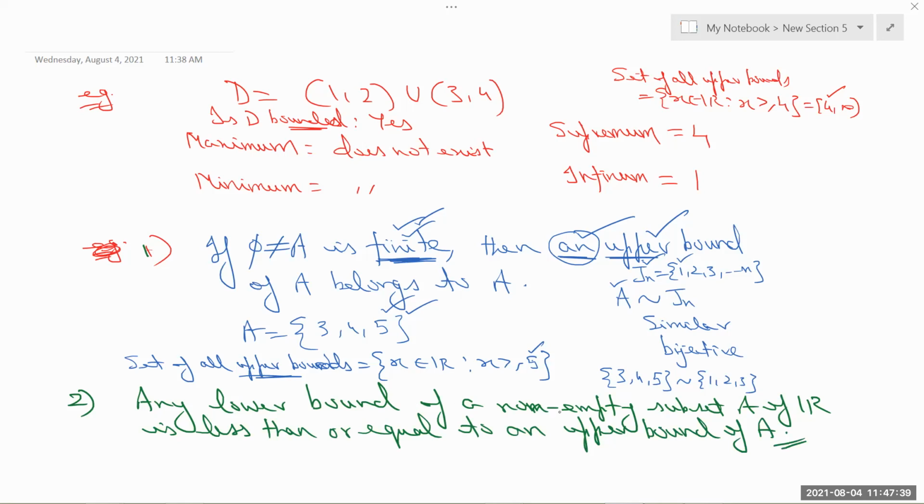So any lower bound of a non-empty subset A of R is less than or equal to an upper bound of A. Any lower bound of a non-empty subset is always less than, I mean suppose alpha is lower bound and beta is its upper bound. I'm using the same notation, or you can call small m and here capital M. So we have to show that small m is always less than or equal to capital M. I mean lower bound will never exceed upper bound. Either lower bound and upper bound may coincide or lower bound must be less than the upper bound, but lower bound can never exceed capital M. Yes, anyone? How to show this?